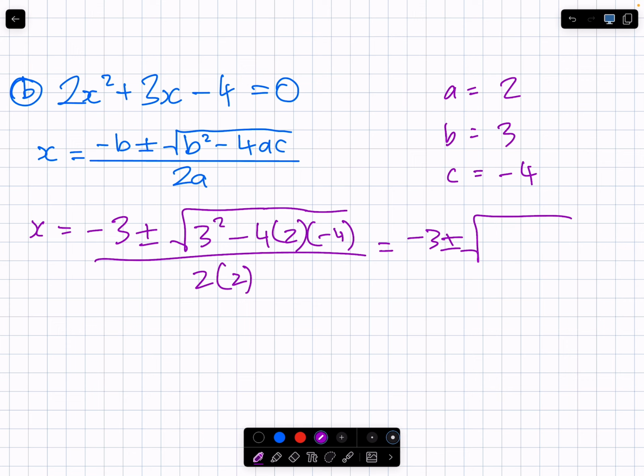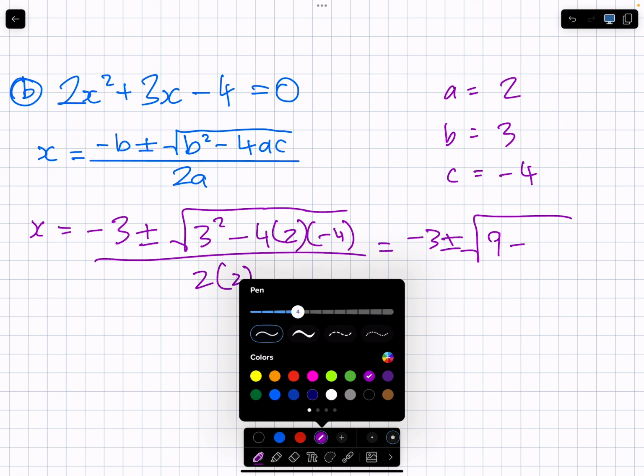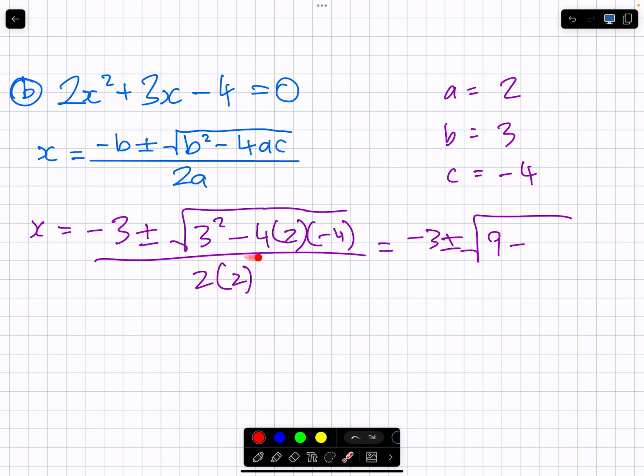Clean up the square. What's 3 squared? 3 times 3? 9. What's negative 4 lots of 2? Negative 8. And then at that point, right now in your head you're saying negative 8. What's negative 8 times negative 4? Not the strongest with your times tables, are you? 32, because a negative times a negative is going to be positive.